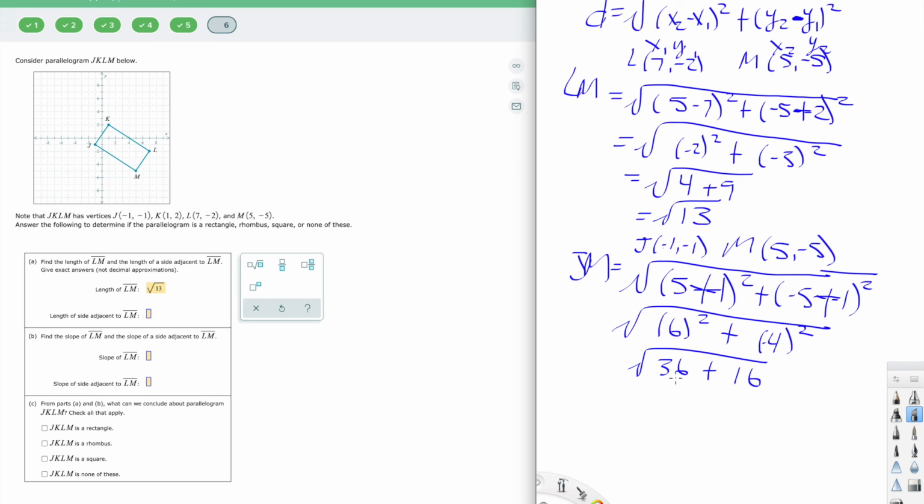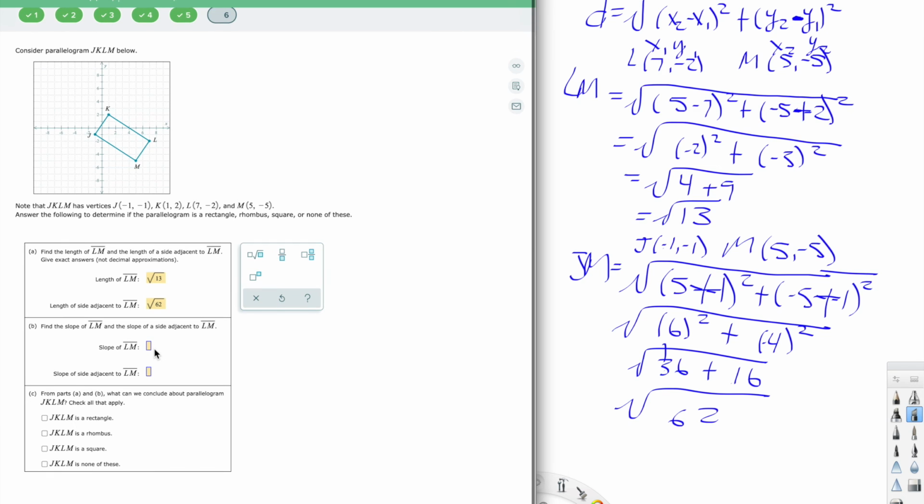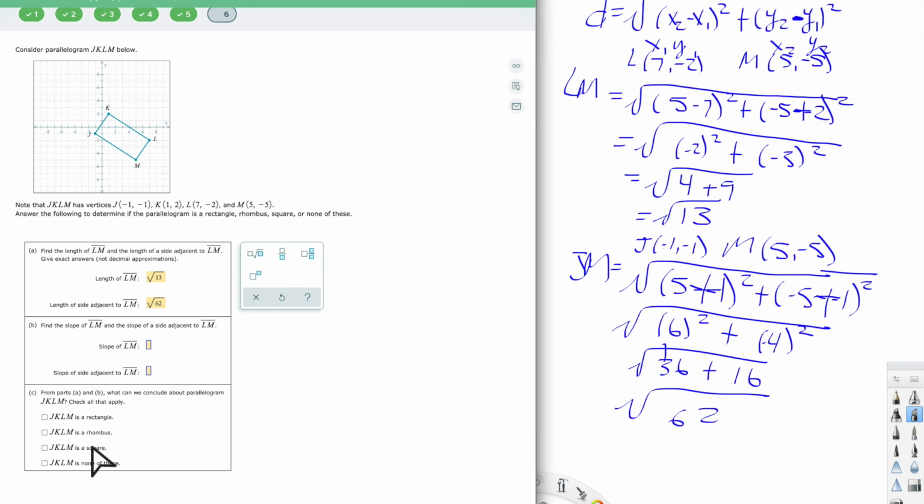So let's see, I end up with 12, 4, 5, 6, so 62. And I can't take any square roots out of that because it can divide by 2, but that would give me 31, so that doesn't help me at all. Oops, 62, not 32. So they're obviously not congruent. So it's not a rhombus, which means it's not a square. But we can still see if it is a rectangle.